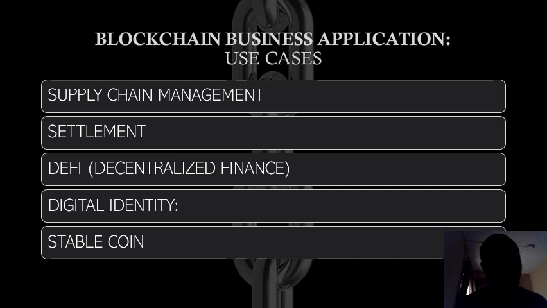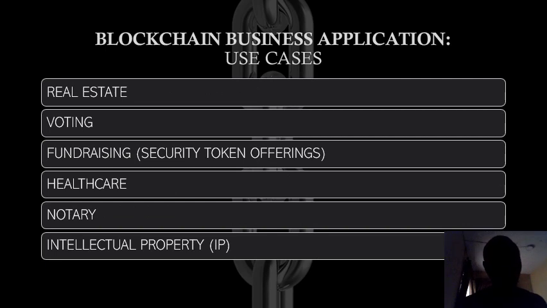Now, another use case, digital identity, and then I've also mentioned the stable coin. Then we also have real estate, that's under tokenization. Then we also have voting. Voting is one of the best use cases of a blockchain. We have fundraising, which is creating security tokens and then selling to the public, just like you have IPO in the normal world. We have healthcare, where you have ownership of your health record, and you can move to any state, and then you keep your health record with you as you go. Then you have a notary, and then you have intellectual property.